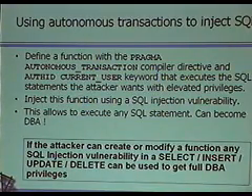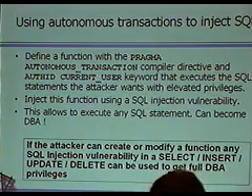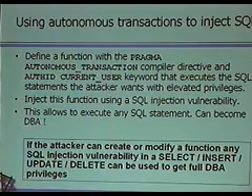So how can we write the attacker-defined function so that we can execute any SQL statement? We define that function with the PRAGMA AUTONOMOUS_TRANSACTION compiler directive. So we put the code in that function, and we can execute any SQL statement. As a conclusion, if the attacker can create or modify a function, any SQL injection vulnerability in a select, insert, update, or delete can be used to get full DBA privilege.